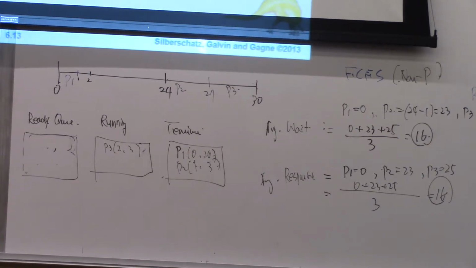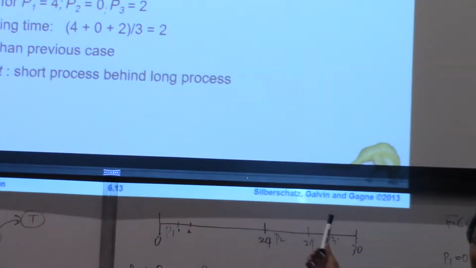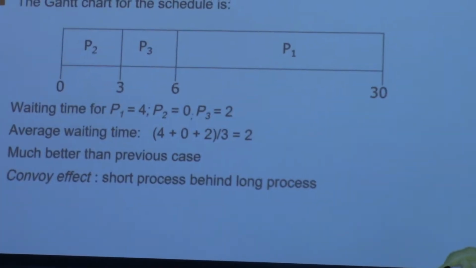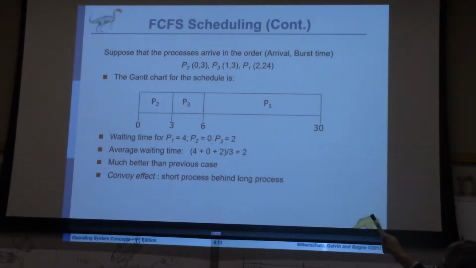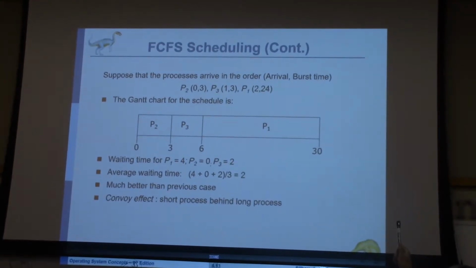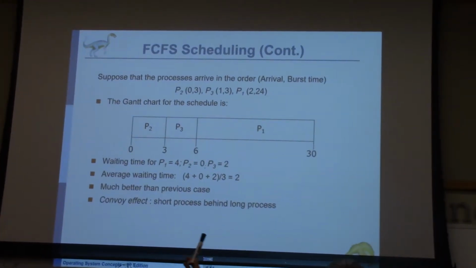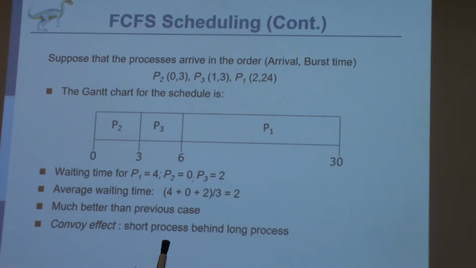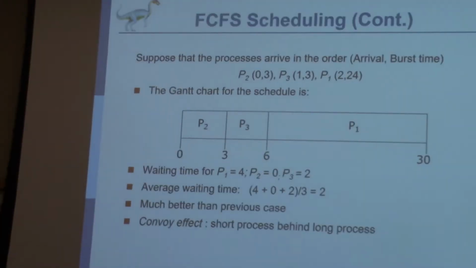Okay. So to address that, for example, in case we change the order, like P2 arrives first, P3 arrives, then followed by P1, it's exactly the same CPU burst time, the CPU time needed, but a different order.